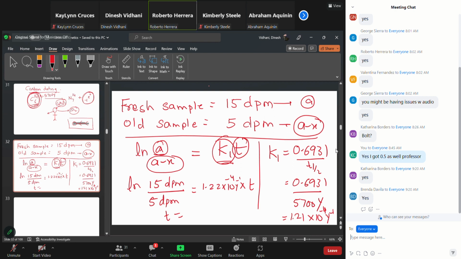Professor, it depends on how rounded you use the 1.21. Because if I use the unrounded answer, I get like 9,036 years. If I use the 1.21, I get 9,079 years. Okay, so it's around 9,000. We can take it as 9,079 or 9,036. So we take 9,036 years. This is how we do the carbon dating.